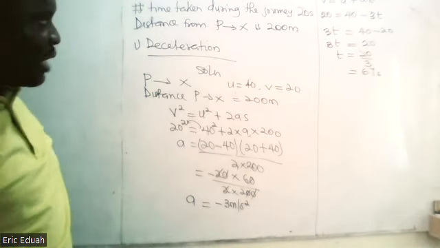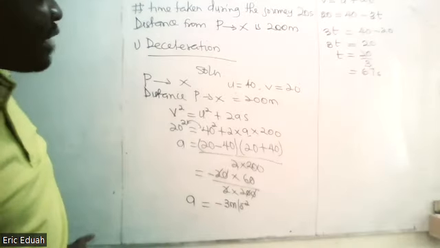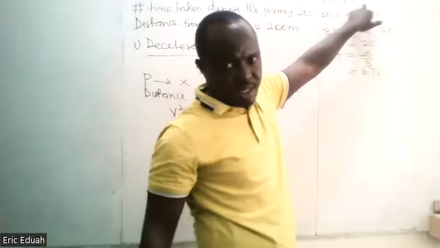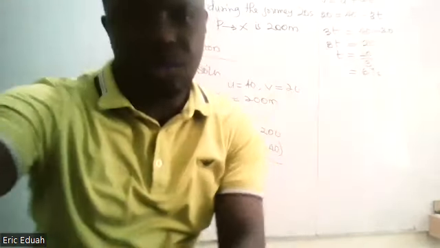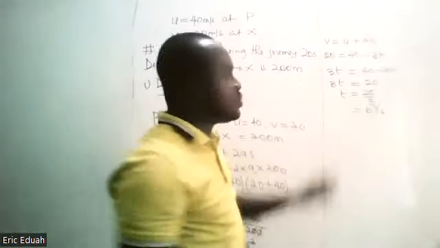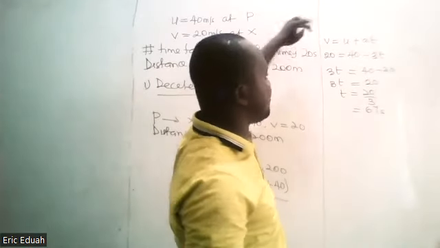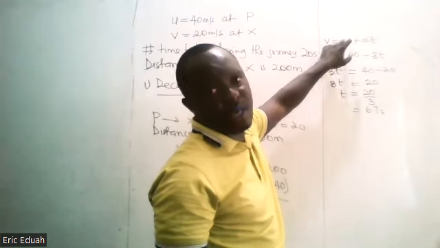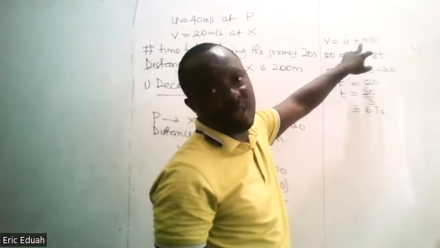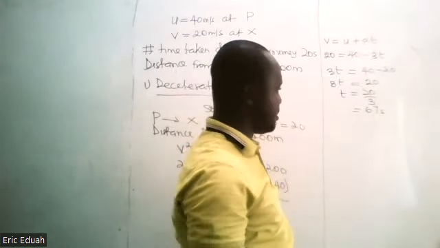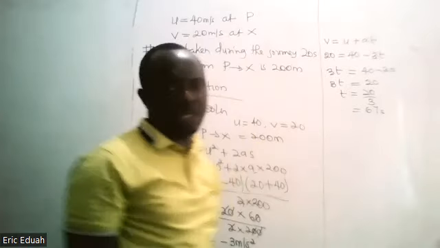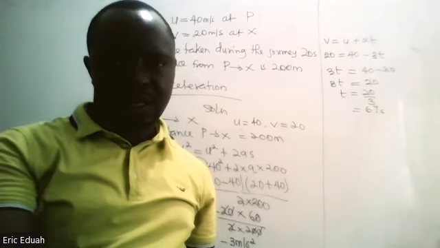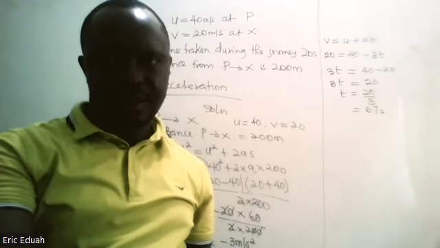Good. Now, once we have the deceleration, we can substitute it into equation 1 to get the time, because we have the final velocity 20, initial velocity 40, and now we have the deceleration A. So we could easily use that to find the time, and that is what I've done. Are you fine? Thank you. Yes, good.